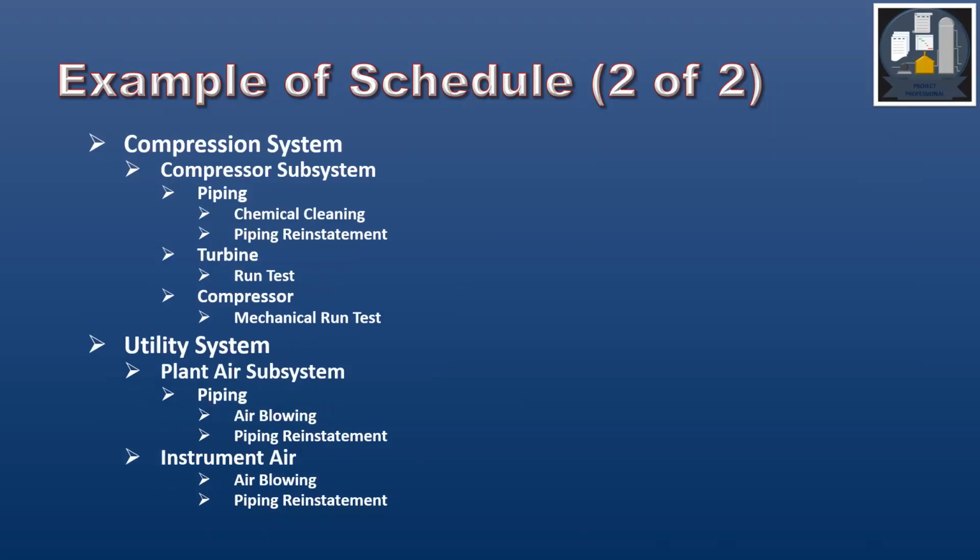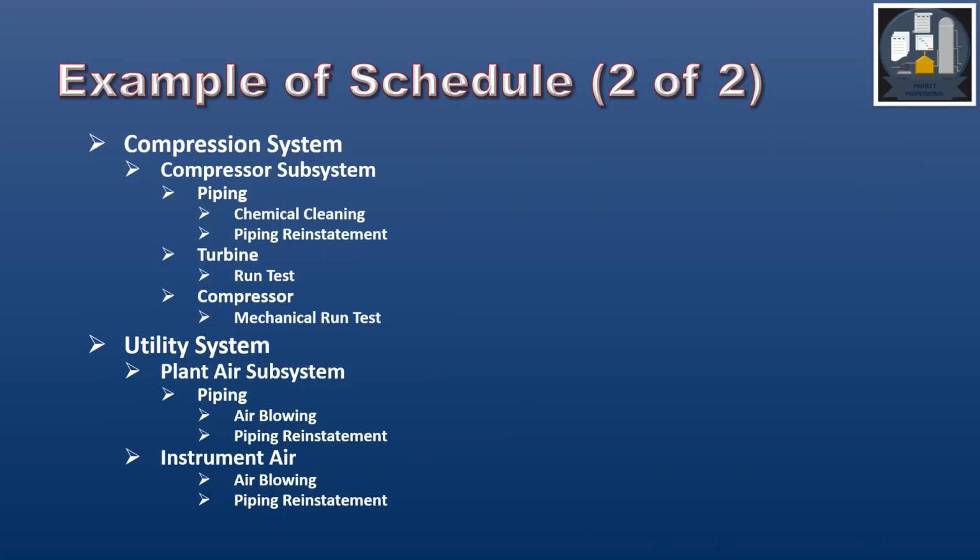Then the other system is compression system, and within that the subsystem is compressor subsystem, and within that subsystem the tags are piping, turbine, and compressor. Within piping the ITR descriptions are chemical cleaning, piping reinstatement. Within turbine is a run test. Within compressor is a mechanical run test.